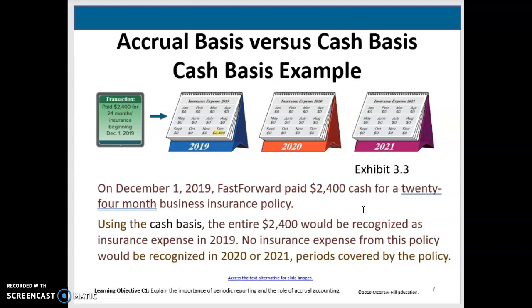And they would have no insurance expense in 2020 or 2021. So what that does is it inflates our expenses in 2019 and it makes our net income lower. But in 2020 and 21, then our expenses are lower, so our net income is inflated. So we don't want either to be inflated. We want it to be our actual expenses. So that's why we're going to be using that accrual method. All right, so just a couple things we're going to review.